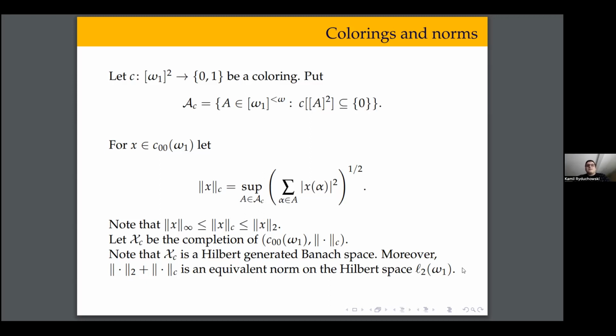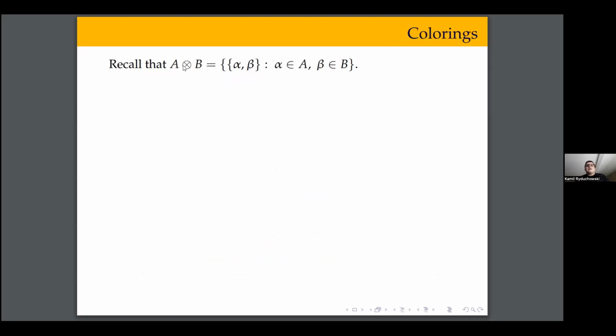So that's a bit of a spoiler of how our renorming of L2(ω1) will be defined. Okay, so back to the chaotic properties of the coloring. Let me recall that A ⊗ B is the family of all pairs with one element from A, the other from B, or you can think of it as all the edges connecting A and B in this uncountable complete graph.